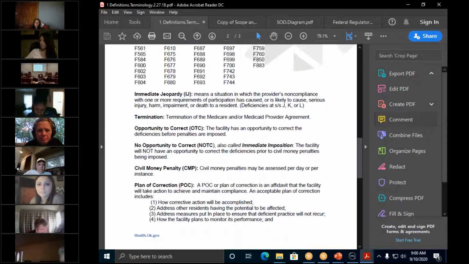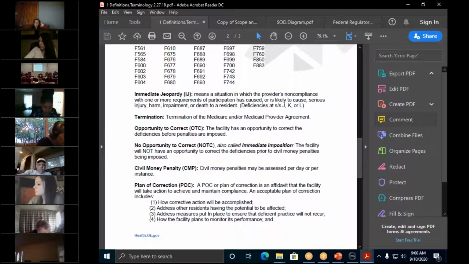Anyway, if you've been cited twice in the last year at that tag for D or above, that means you're going to have a 30-day DPNA. If you've only been cited once, you're going to have a 45-day DPNA. And there are money penalties attached to these also.